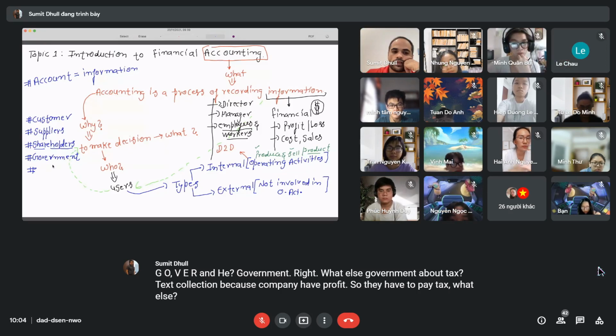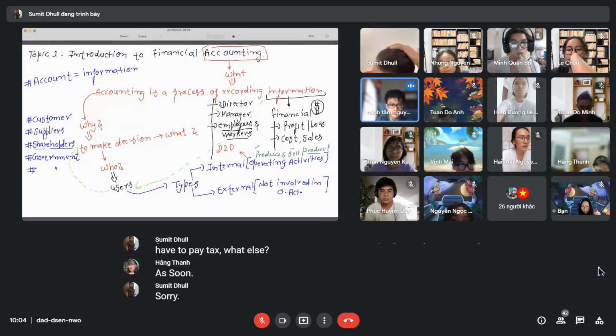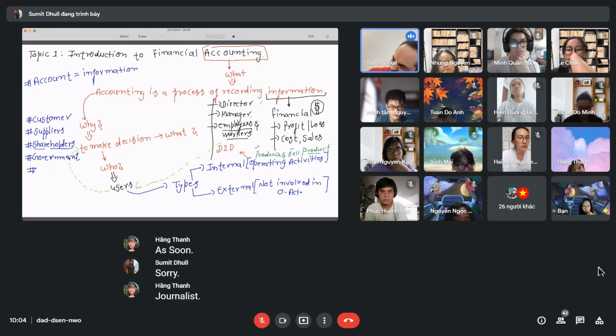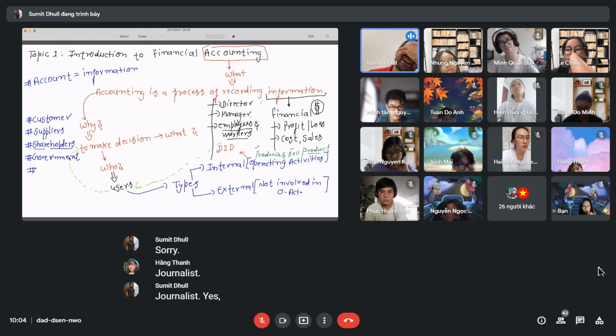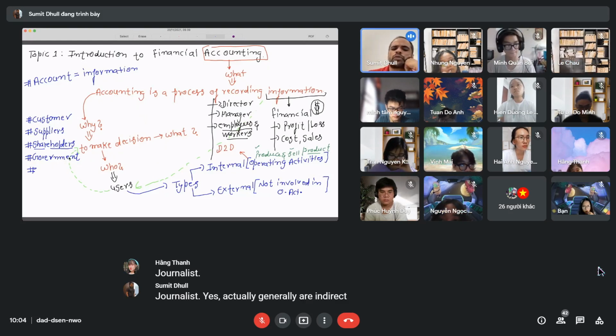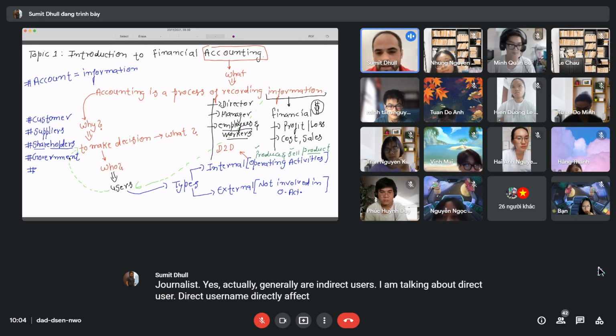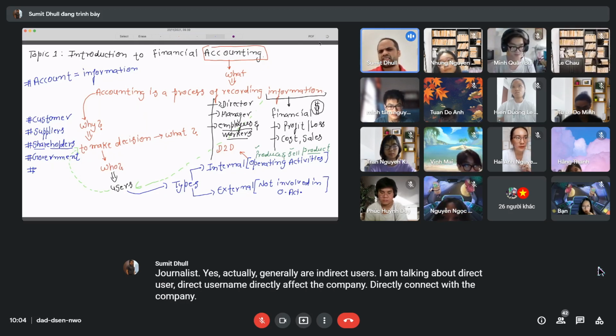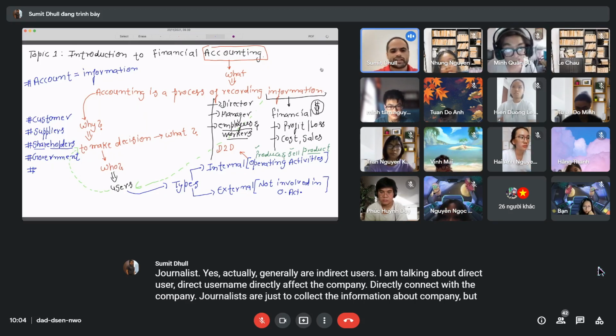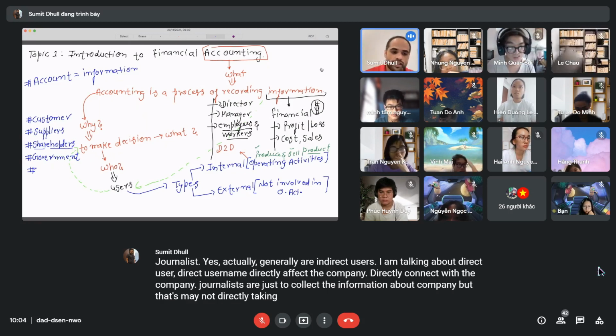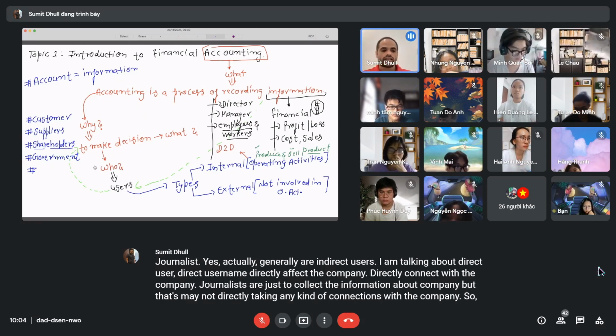Journalist. Yes, actually journalists are indirect users. I am talking about direct users. Direct user means directly affecting the company, directly connected with the company. Journalists just collect information about the company, but may not have any kind of direct connection with the company. So another one could start with B.